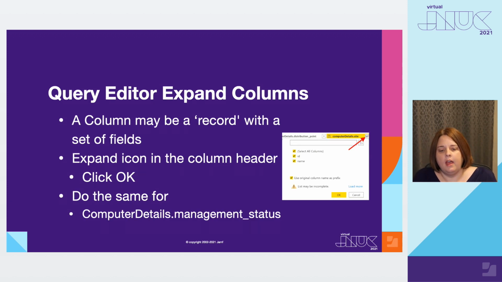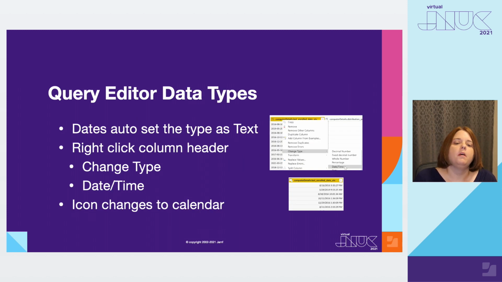So the next step that I found was that some columns I call a record. I'm not sure if that's the official term, but they have a set of fields within them. So in this example, you can see that the computer details site actually has more than one field within it. So if you click the little expansion button in the column, you can expand that, and then you'll get access to the entire data within the Power BI visualization reporting side that we'll do later. You might also want to do this for the management status. This is something we use, and expand that. And if you see other ones, go ahead and expand those as well.